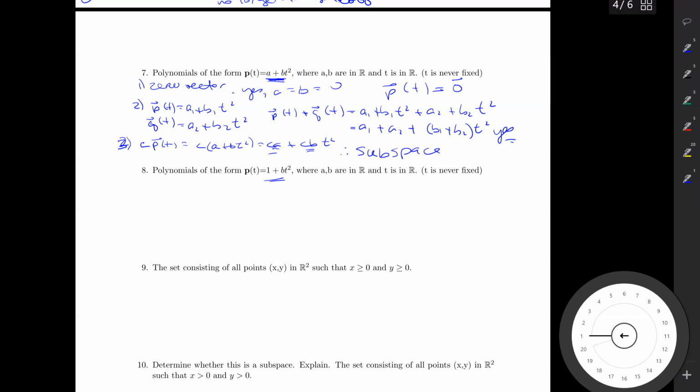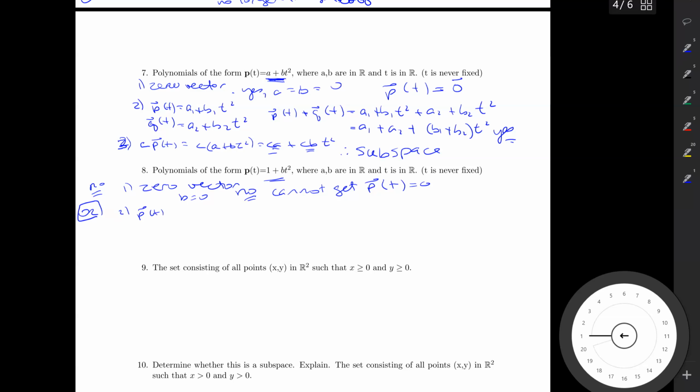All right, let's look at polynomials of this kind. Is there a zero vector? I can let B equal 0, but I'm not allowed to let A equal 0. So no, I cannot get a zero vector. I cannot get to P of t equaling 0. So no. So I could be done, right? Could be done with just that. Or, let's check and see what the other ones do.